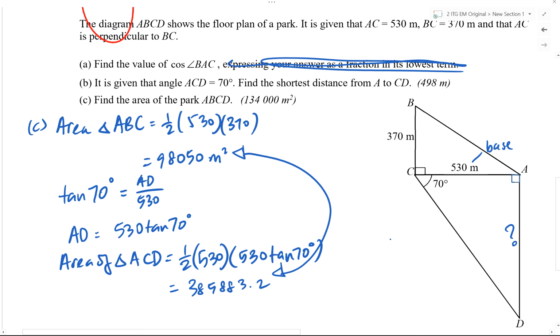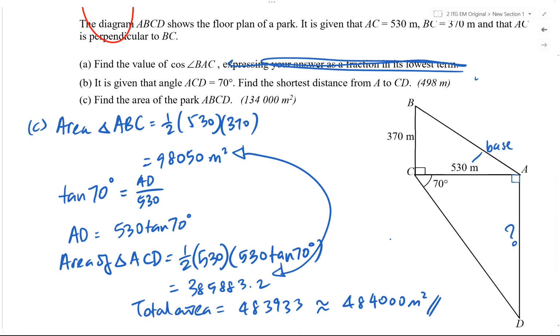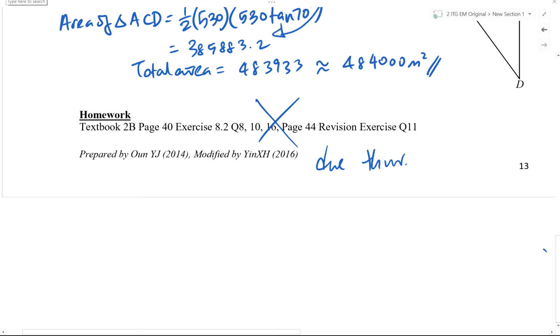Now the answer is wrong. 98050. And I get total area 483933. How many of you got this? 483933. So you round this off to 484,000. Okay, I don't care. It's decided.